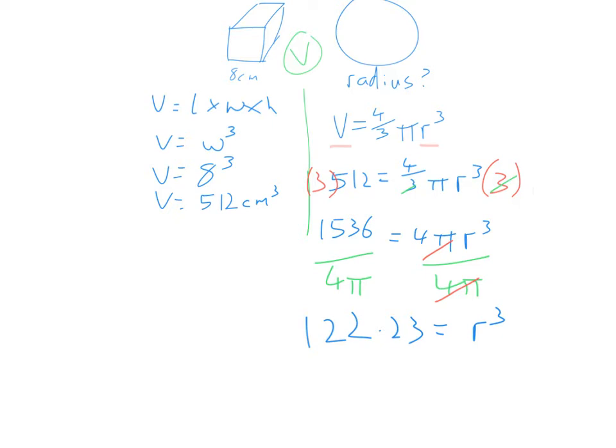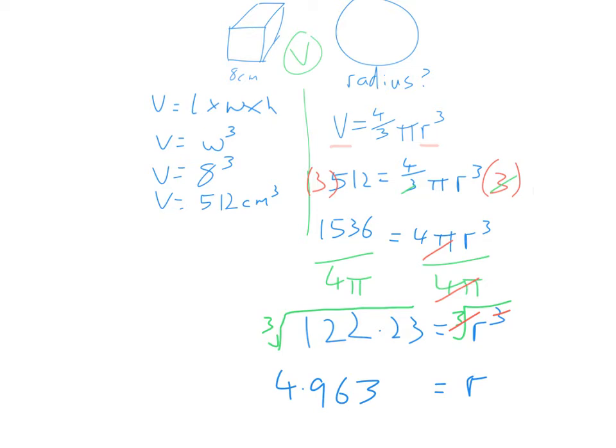The last step we're going to take is trying to get r by itself. We're going to take the cube root of r cubed, and that means we have to take the cube root of the other side as well. So the cube root of r cubed will cancel out and we'll just be left with r, which is our aim. On the left hand side, the cube root of 122.23 is 4.963 to 3 decimal places.